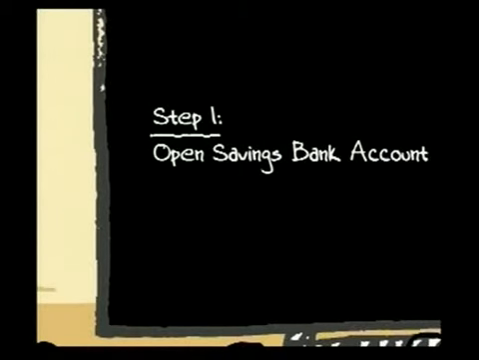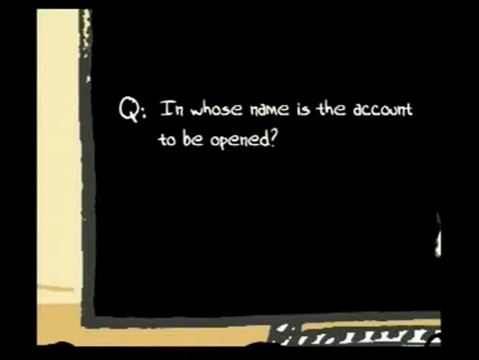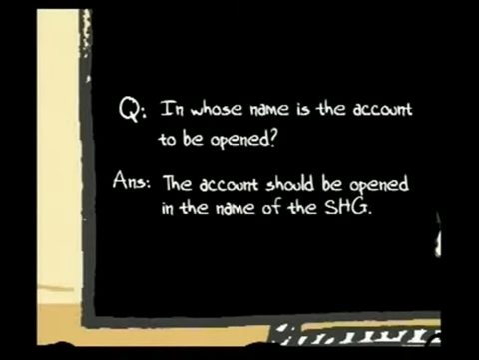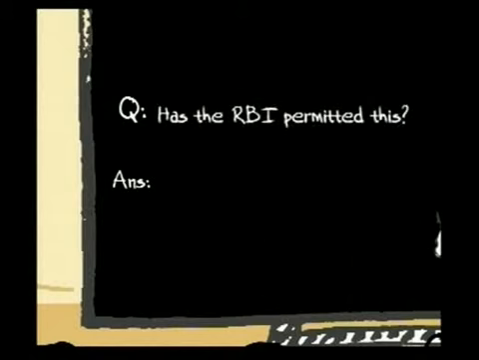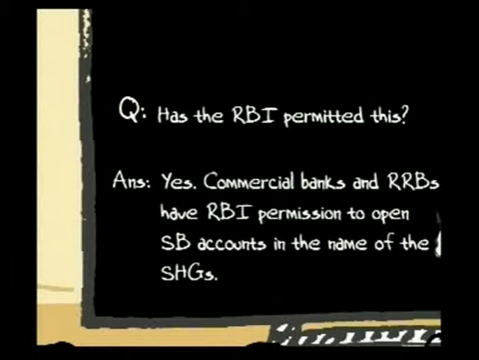Step 1: opening of savings bank account. In whose name is the account to be opened? The account should be opened in the name of the SHG and not in the name of any individual member of the SHG. Has RBI permitted this? Yes, commercial banks and RRBs have RBI permission to open SB accounts in the name of the SHGs.